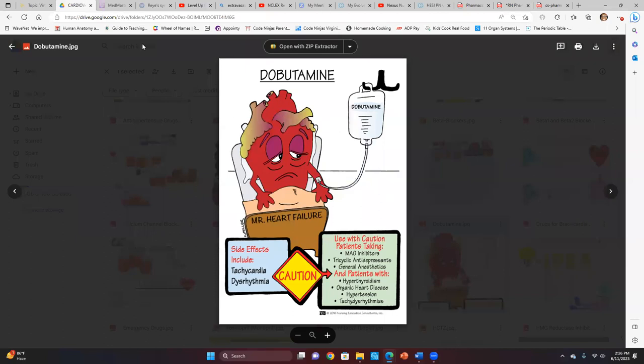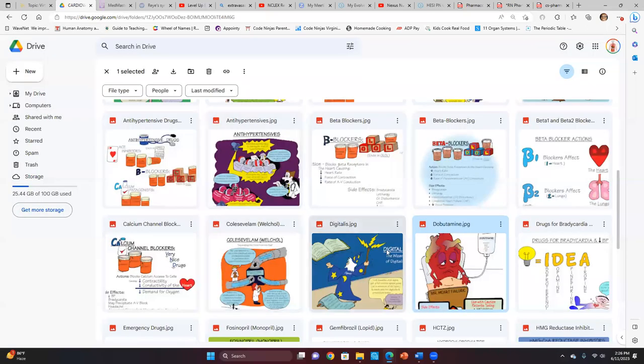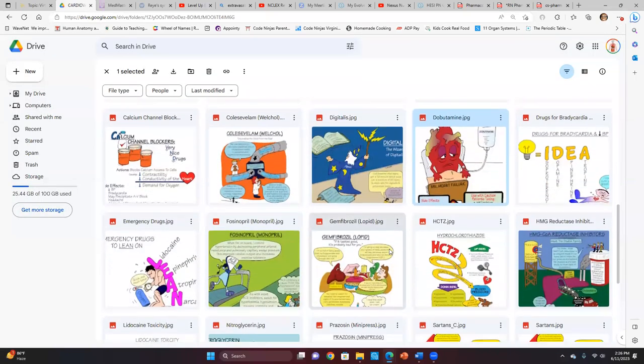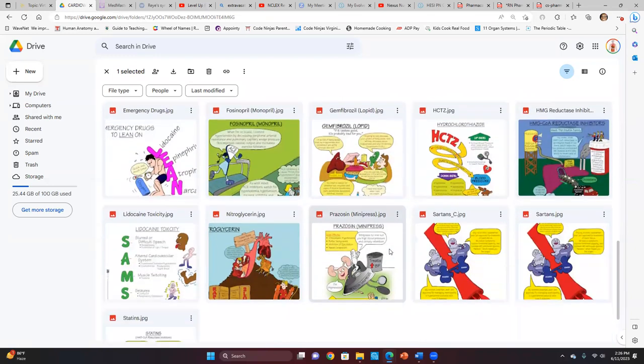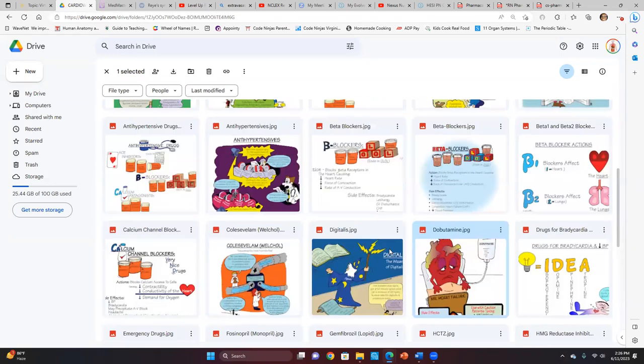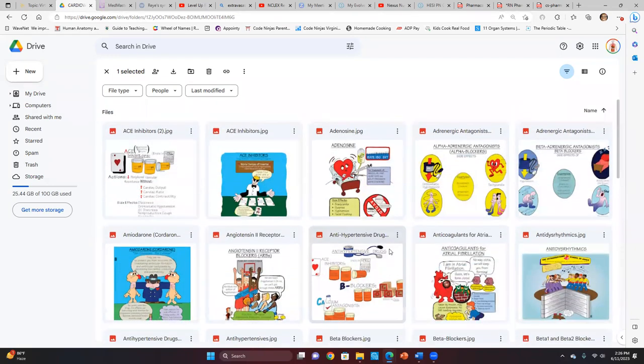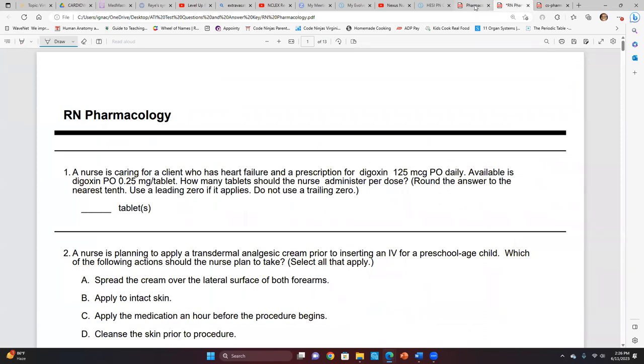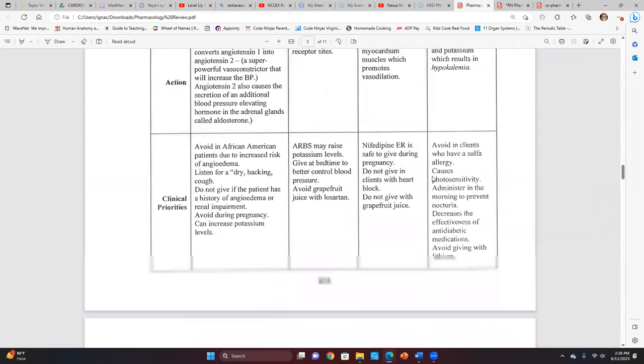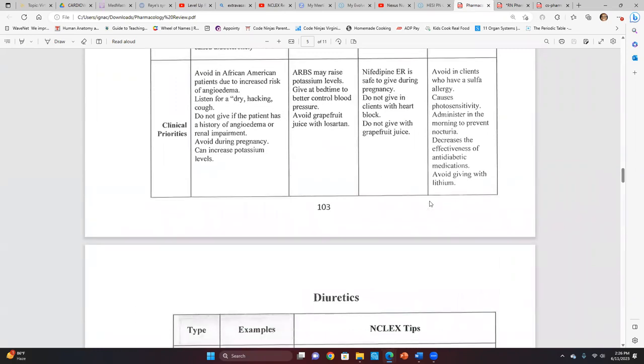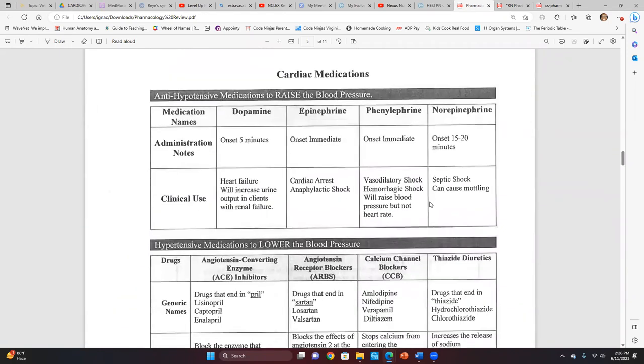Okay, is this the medication that I want to focus on? Let me see. Okay, let me just double check. Okay, no, okay. All right, I'm going to go back. Okay, so I'm going to go back to this because I do have this to share.